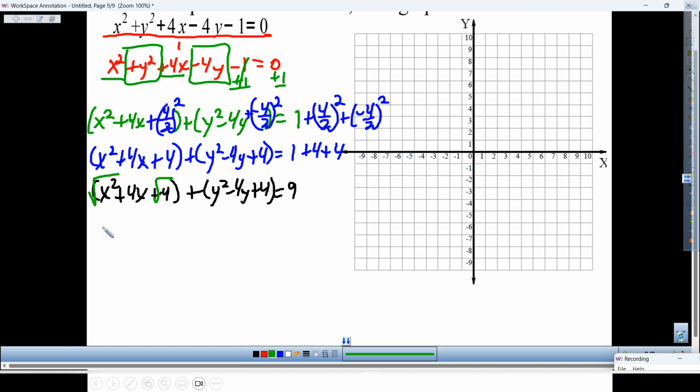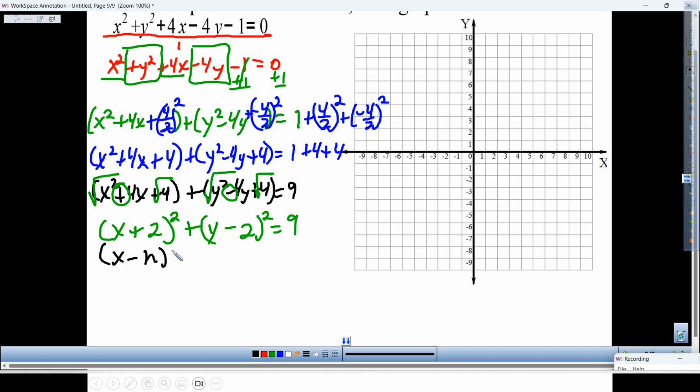Square root the first and the last of each, so that gives me x, 2, and the sign of the middle is plus, that's squared. Let's do the same thing for this. Square root of y squared is y, square root of 4 is 2, sign of the middle is negative, squared equals 9. Is that in standard form, everyone? Yes, it's already in standard form, and to check it, write it underneath to make sure x minus h squared plus y minus k squared equals r squared.